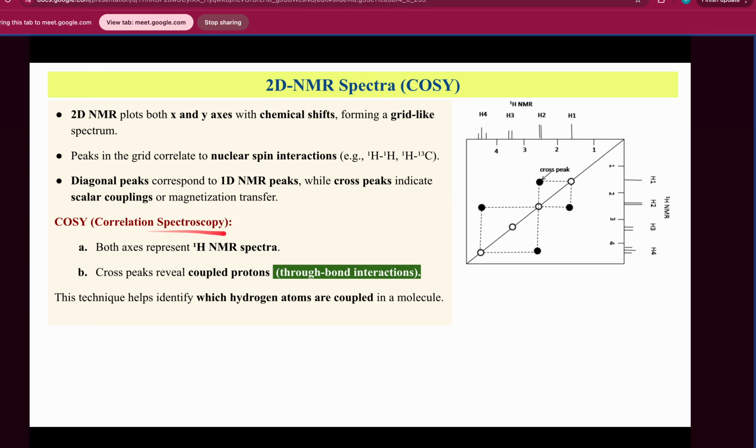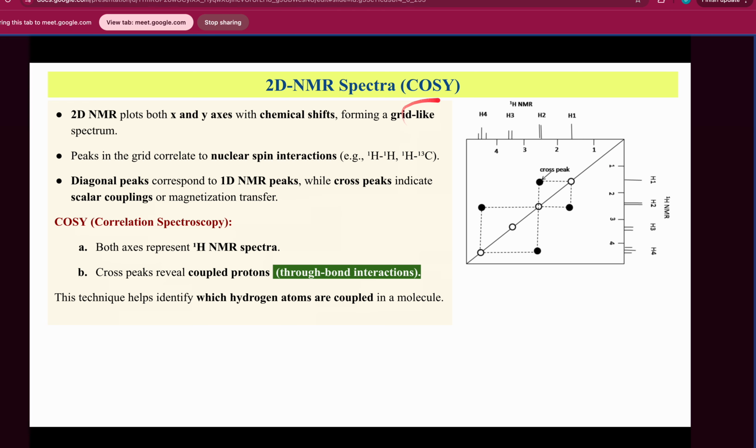So COSY means correlation spectroscopy, in which both the axes represent the H1 NMR spectra and cross peaks reveal the coupled protons. And this coupling effect is brought about by bond interactions, which means only those hydrogens will show the coupling effect which are separated by only 3 bonds. So this is only by bond interaction, and this is not happening in space. And this technique helps to identify which hydrogen atoms are coupled.